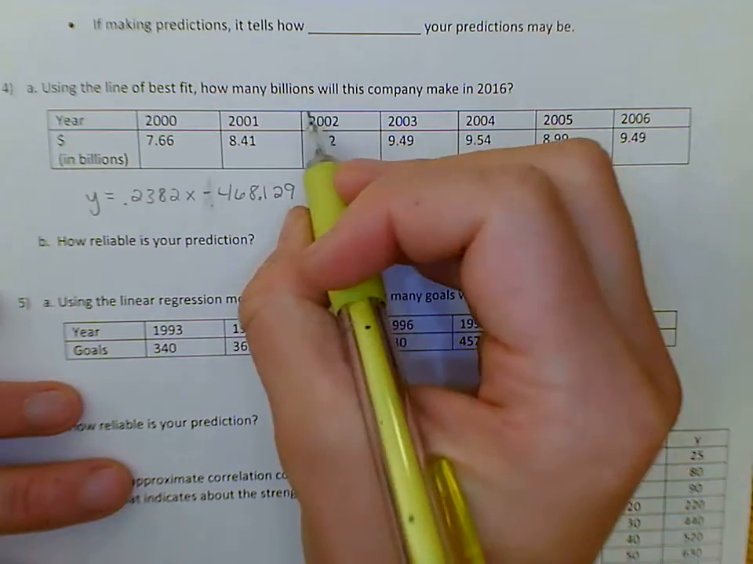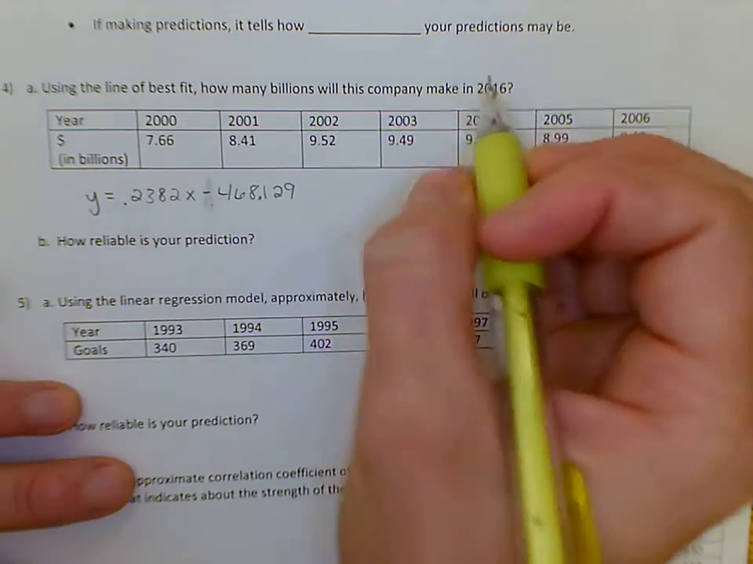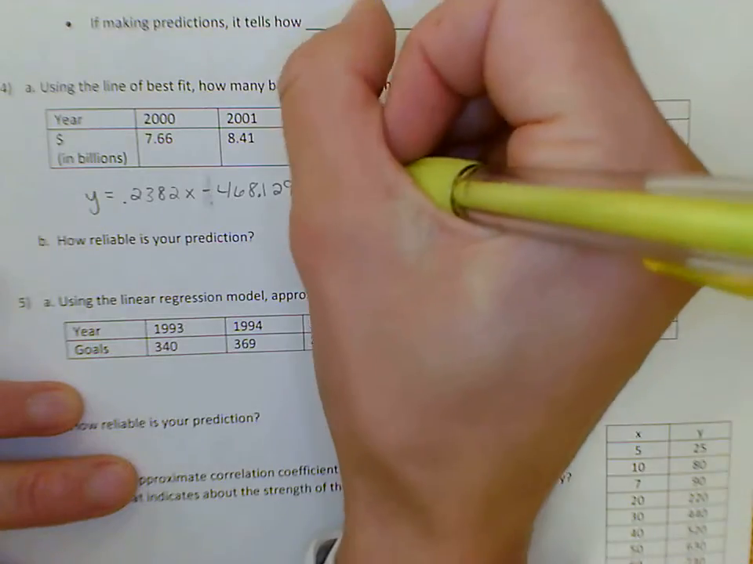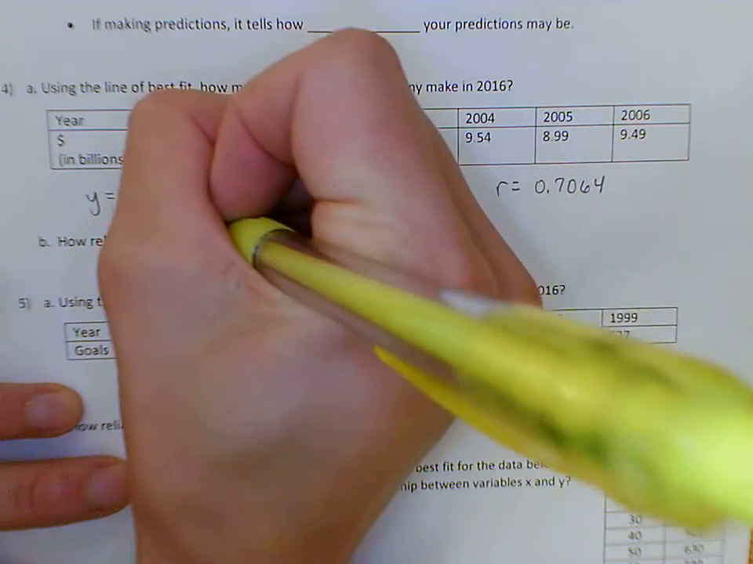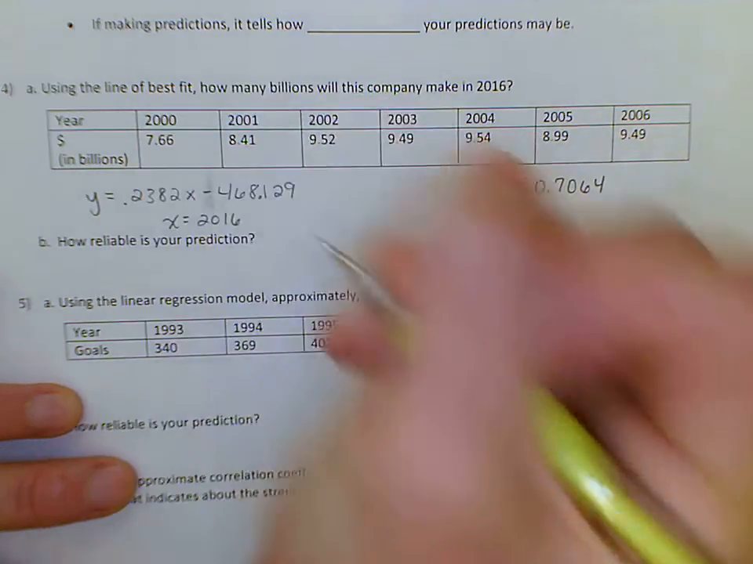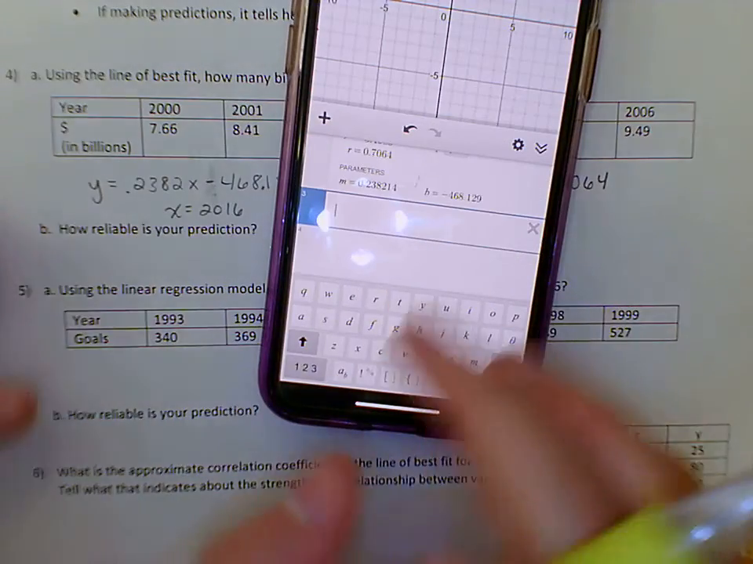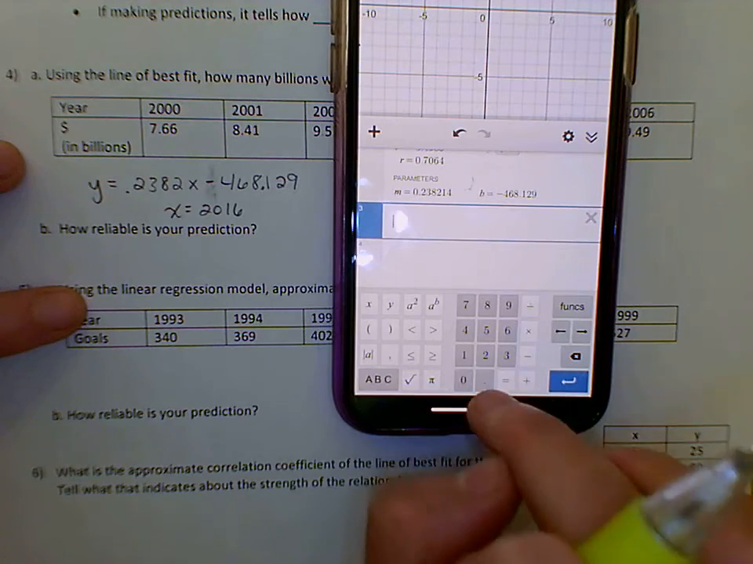So we're looking for how many billions this company will make in 2016. And so notice that's an X value because that was my years. And so really, because you typed the numbers in exactly how it looks, you're plugging in a 2016 for X. So you're going to type that in. So I'm just going to pull up another equation here, and you're going to type in your equation.